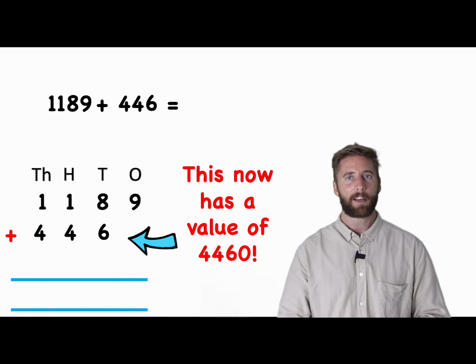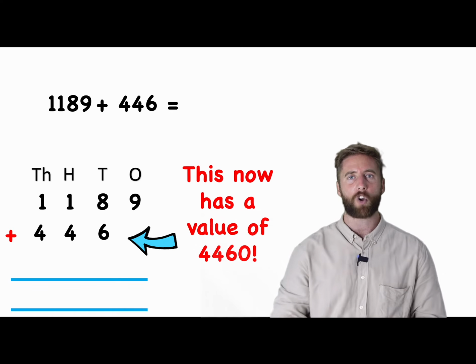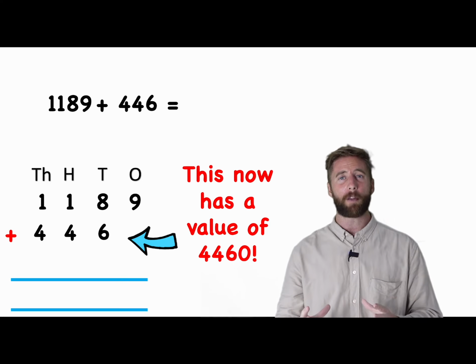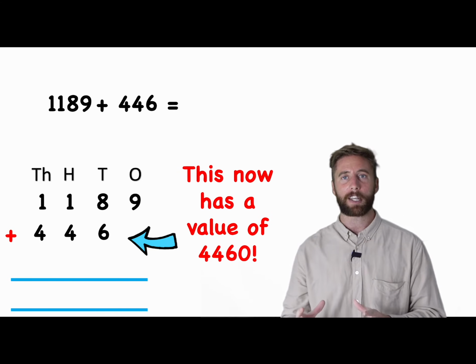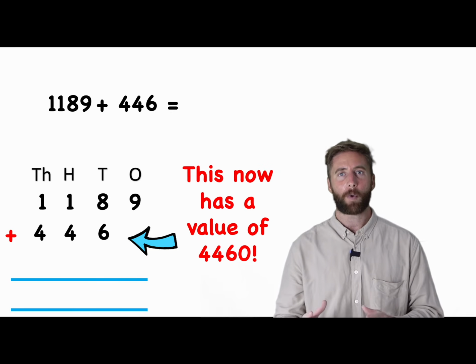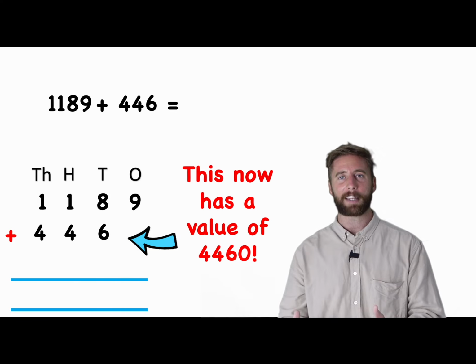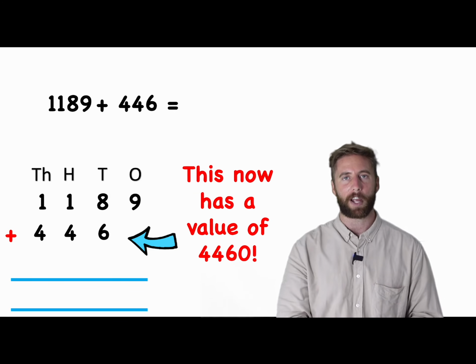Is that right? No! Stop, Mr. Maths guy. That's not right. Why is that not right? Well, because we've now made all of our numbers 10 times larger. In 446, we only have 400, and we've now made it 4,000. Crazy. And we've done the same to the tens and the same to the ones. So we can't do that.